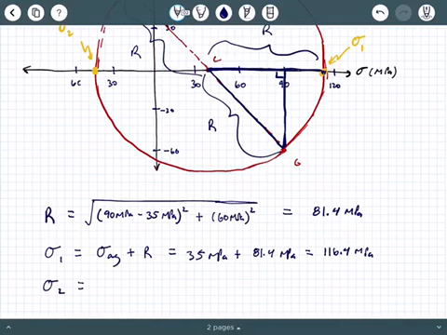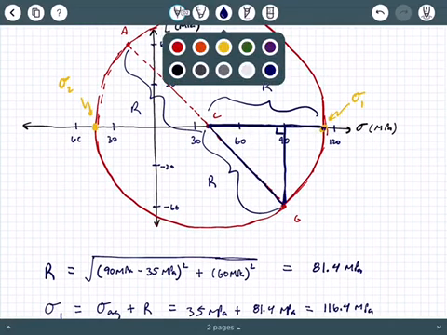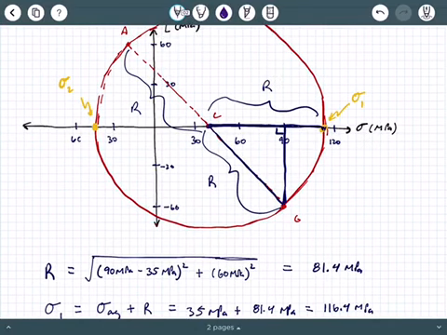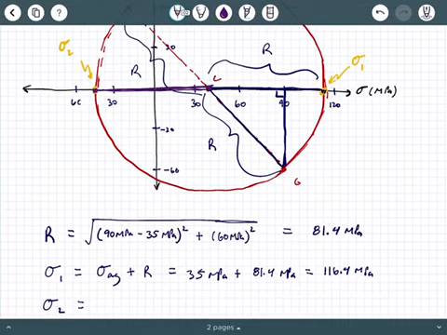Sure enough, if you drew this to scale, you would see that this point right here is just to the left of 120, so that would be about 116.4. It's important to draw these to scale so you can see the shape and visualize the numerical values. What about sigma 2, the minor principal stress?